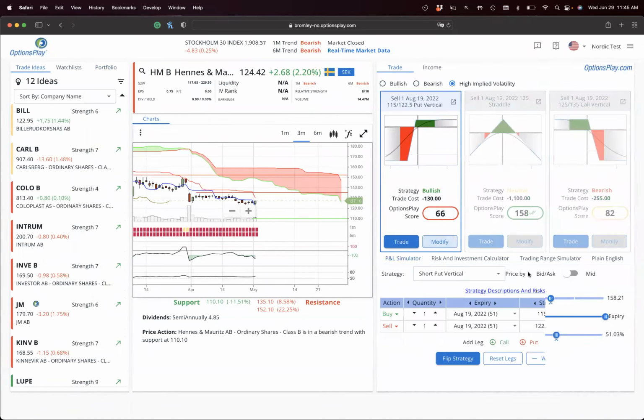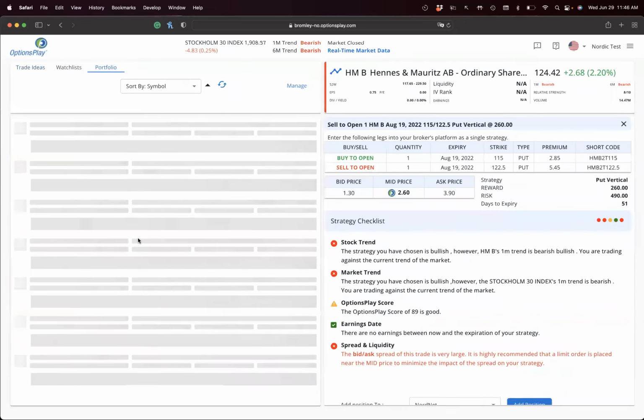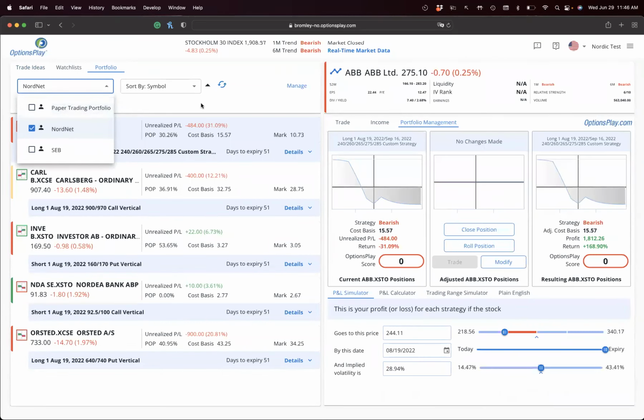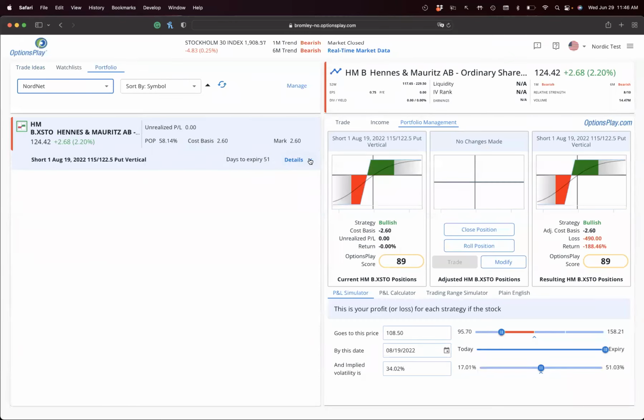Let's go back to the put vertical here. Let's say I sold this August 122.5, 115 put vertical here. I can click on the trade button. I can select the portfolio that I executed this trade in, whether it's a paper trading portfolio or my real account. Let's say I traded this in my Nordnet account. I can just click on add position. And as soon as I do that, I can now go into my portfolio and see my Nordnet account specifically, if I want to, with my H&M position in it. And it tracks the position for you so you can know exactly how this trade is doing in OptionsPlay.